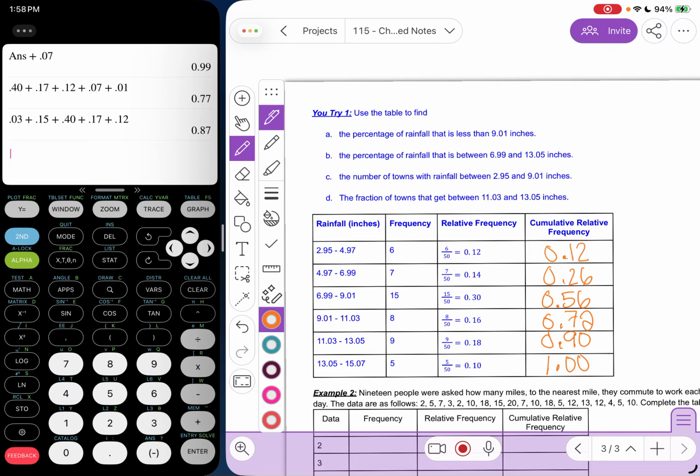The percentage of rain that is less than 9. So 9 is here, so it'd be everything up to that, which would give us 56. And then the next one is the percent of rain between 6.99 and 13.05. So we'd add these 3. So 0.30 plus 0.16 plus 0.18 gives us 0.64.